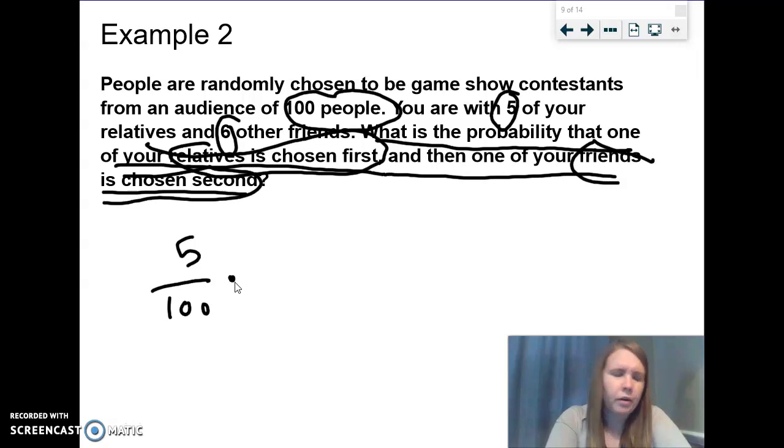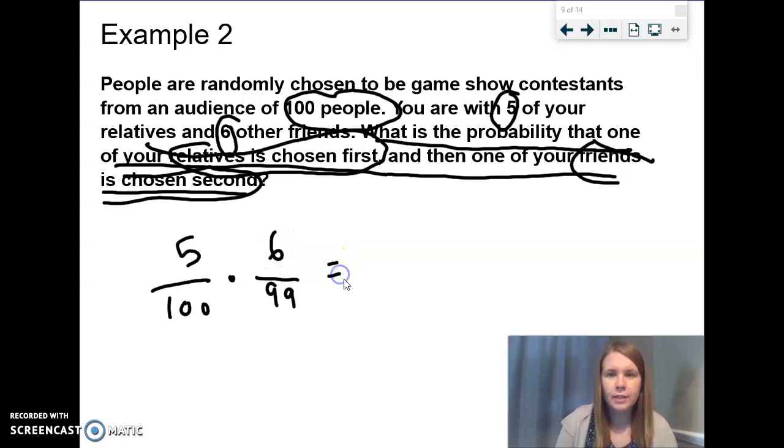I can't remember. So they already pulled someone from the audience though, and so that person's already on stage. So now your total amount of people changes, because it's not 100 anymore. That person didn't return back. He's still on stage, or she's still on stage. So now you only have a choice of 99 people. Of that probability, 6 of them are your friends. So we're going to have 6 out of 99.